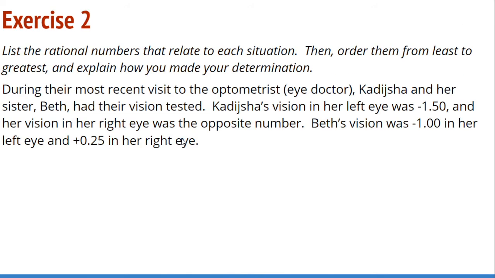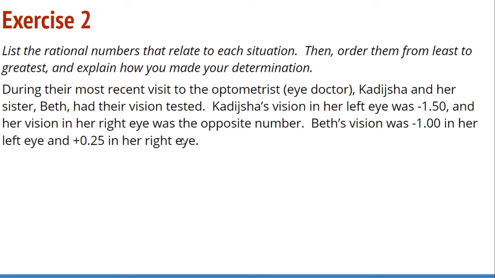All right, looking at exercise 2. We are going to list the rational numbers that relate to each situation. Then we are going to order them from least to greatest, and explain how we got them in that order. During the most recent visit to the optometrist, who is an eye doctor, Kadisha and her sister Beth had their vision tested.